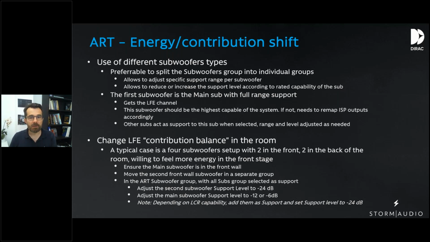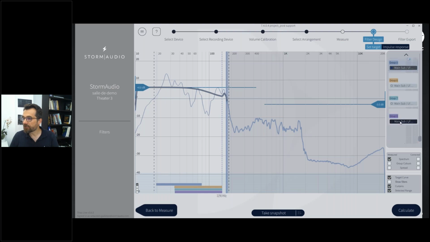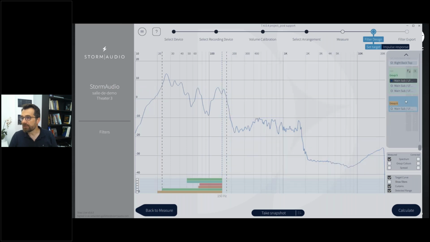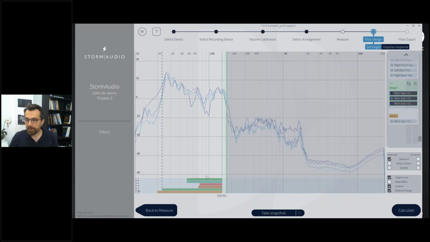So if we go back to the tool, what I just mentioned is that this subwoofer, for example, is my right sub, while the main subwoofer is the left front. I can decide to put my 2 subwoofers in the back into my main group. The only sub that I took out is my right subwoofer. Now, if I focus on adjusting my ART subwoofer group, I will deselect the speakers because, as I mentioned, I don't want the speakers to be support.